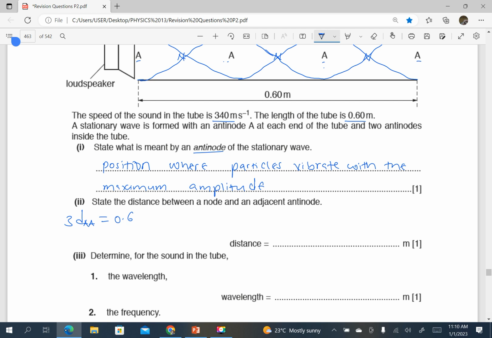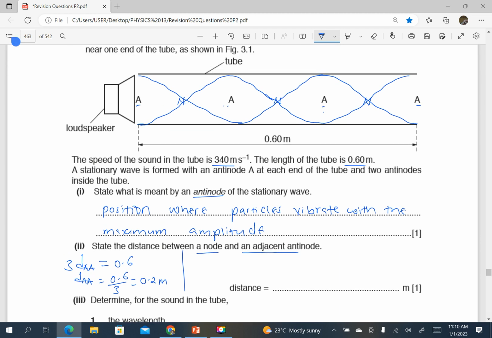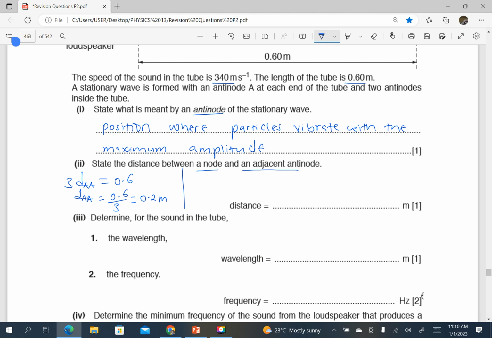Therefore, it doesn't require you to be a genius to see that the distance between two adjacent antinodes is 0.6 divided by 3, which is 0.2 meters. But that's not the answer to this question. We want the distance between a node and an adjacent antinode, that is a node and a neighboring antinode. You see that the distance between a node and an antinode is half of the distance between an antinode and an antinode. So the distance between a node and an antinode is half of 0.2, and that gives us 0.10. So the distance is 0.10.